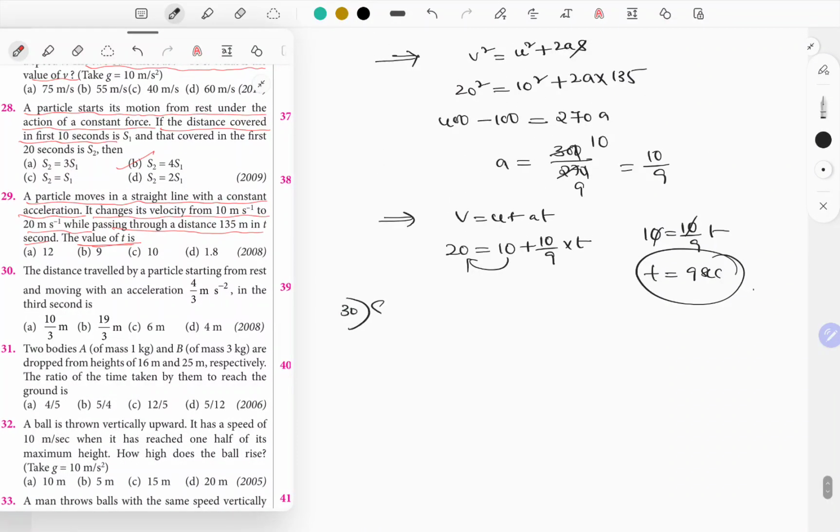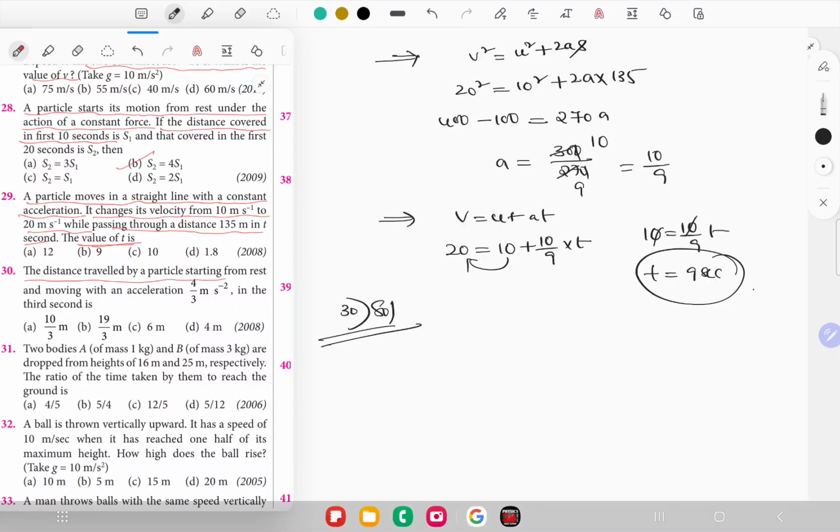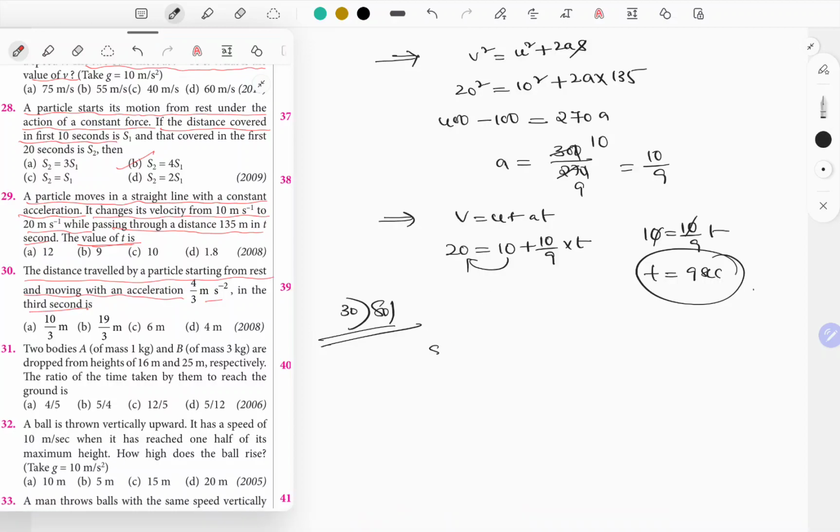Question number 30. So what is the question they're asking? The distance traveled by a particle starting from rest and moving with an acceleration 4 by 3 meter per second square in the third second they're asking. So what's the formula for distance travelled in nth second? Nth second is u plus a by 2 into 2n minus 1. They've given very clearly that the object is initially at rest. That means initial velocity is equal to 0. It is moving with a constant acceleration, that is 4 by 3 meter per second square. They are asking distance covered in third second.